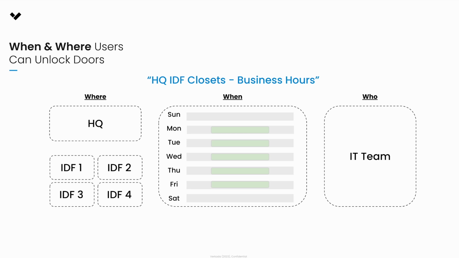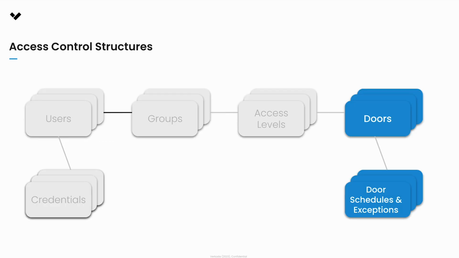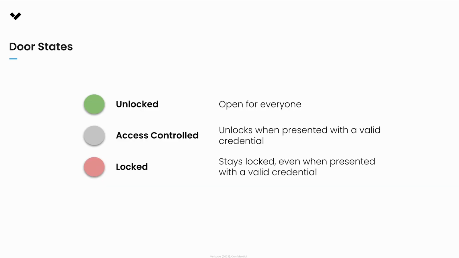So far, we've been mainly focusing on the user side of things: who has access, the credentials those users have, and the days and times that those users have access. Now let's look at the door side. Many doors are access controlled all the time, but sometimes you might want the door to be in a different state. The different door states include unlocked, meaning anyone can enter; access controlled, meaning someone with a valid credential can badge in; and locked, meaning the door will remain locked even if presented with a valid credential. Choosing when a door should be in any of these different states is achieved with door schedules.